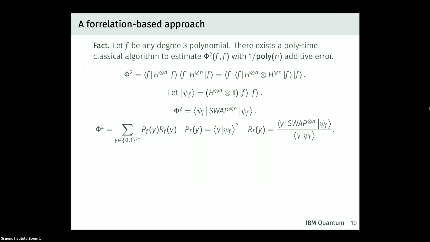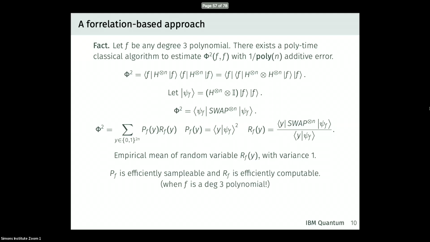You can get this by just introducing an identity here and then expressing it as a sum over all computational basis states. That's where this comes from. So this is the empirical mean of this random variable R_f, which you can show has variance 1. And it turns out that this random variable can be efficiently computed classically, and this probability distribution can be efficiently sampled from classically, specifically in the case where f is a degree 3 polynomial.